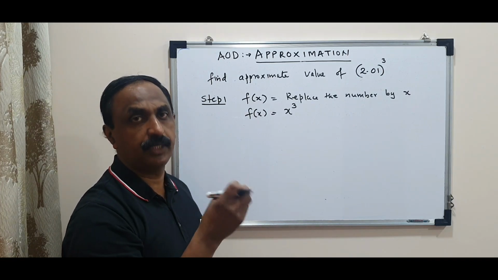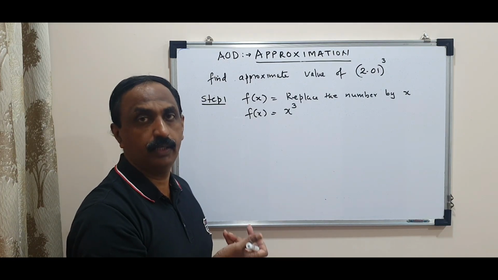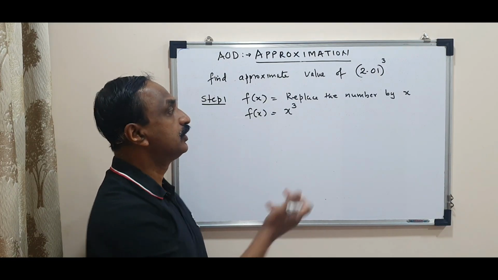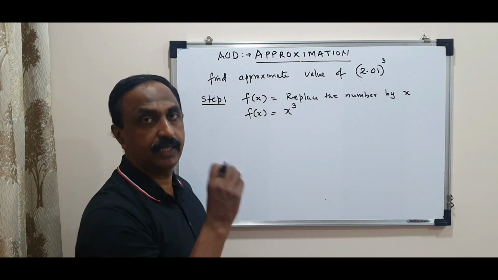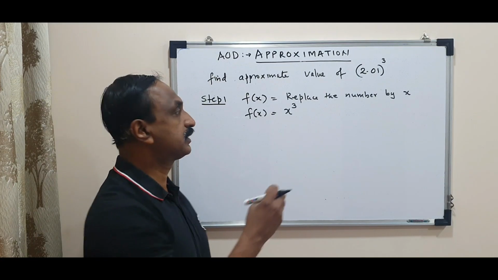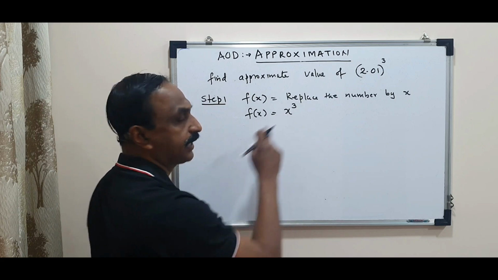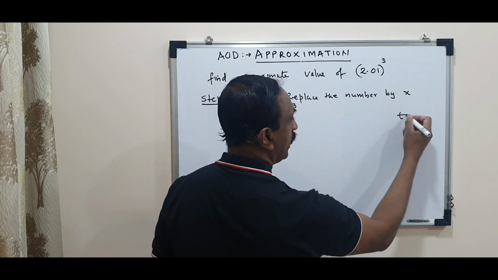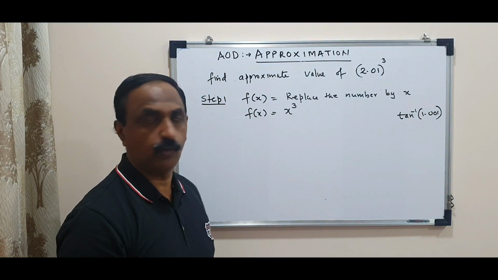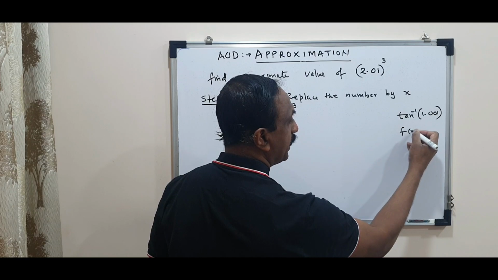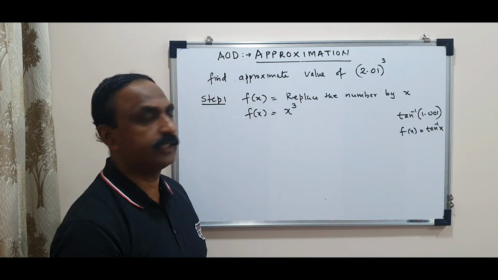The number is always something with a decimal because we are calculating the approximation of something. If it was only 2 cube, we know it is 8, so we don't have anything to approximate. There will be some decimal part involved whenever we want to find the approximation. That number with that decimal part is your x. So if you replace that number with x, you will get the function. Suppose I want to calculate tan inverse of 1.001. Here the number is 1.001, so the function is tan inverse x.